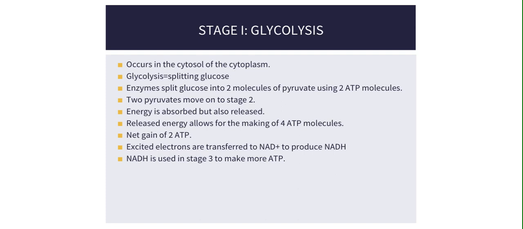But we've now released some energy from that reaction. That released energy allows for the making of 4 ATP molecules. So we used that form of energy to split the glucose, but we are now also making some. So we have a total net gain of 2 ATP during glycolysis. It may not seem like a lot, but that ATP goes on to help contribute to a huge energy source for the entire cell.